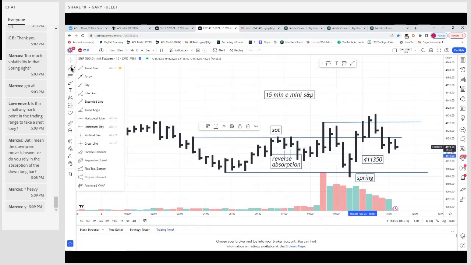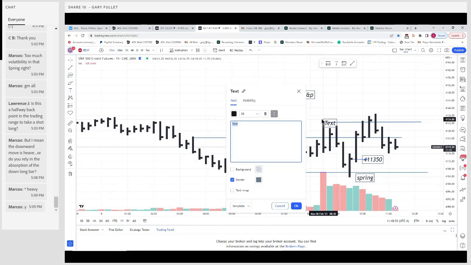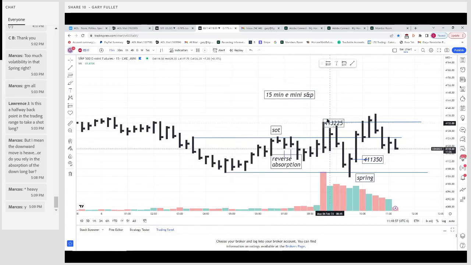And all we're looking for is a move to the top of the range, back to resistance. Well, the market goes up. We get that in 2 bars. 1, 2. We sell the market at this level here, at 41, 32, 25. The market does go above that.